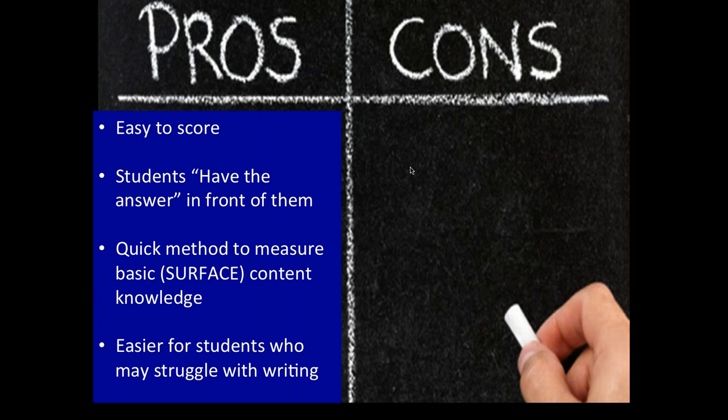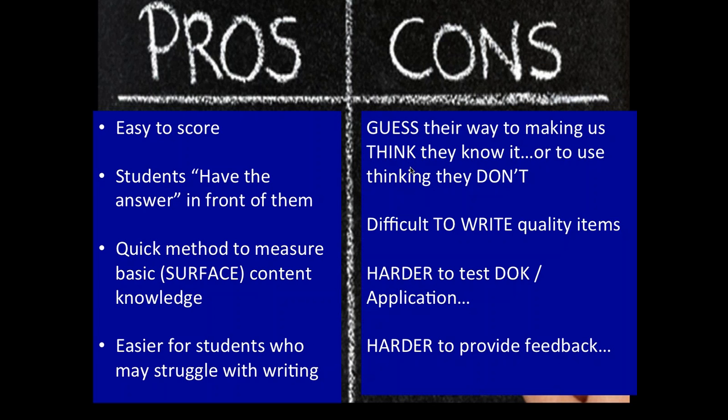And with any type of assessment item, there's pros and cons. The pros of selected response items, and this is a summary from not only Larry's work, but also when we work together, we'll go through this little activity, but they're easy to score. Students have the answer in front of them, and it's a quick way for sure to measure surface content knowledge. We'll talk about how we can design even selected response items to help students show us some even deeper knowledge. And certainly they're easier for students who may struggle with writing.